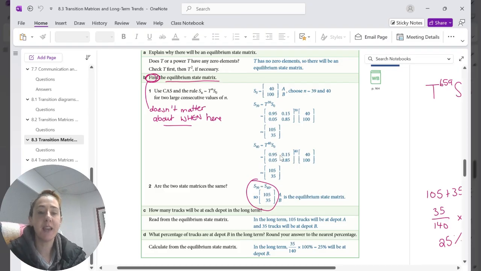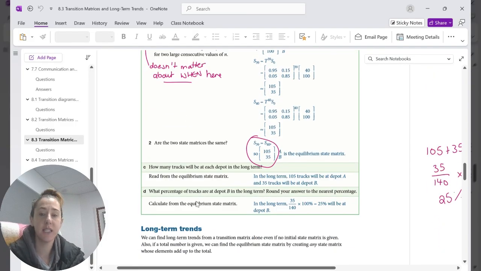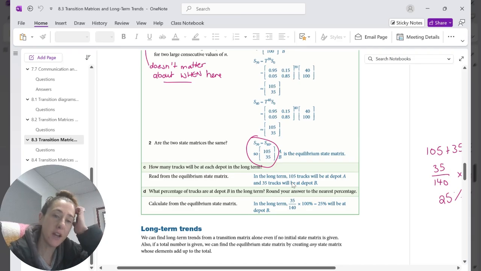The matrices came out the same, which means we are at an equilibrium state, and that is the value of the equilibrium state. So in the long term, what that means is 105 trucks will be at depot A in the long term, and 35 trucks will be at depot B in the long term.